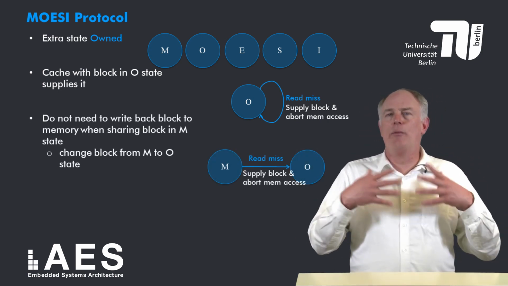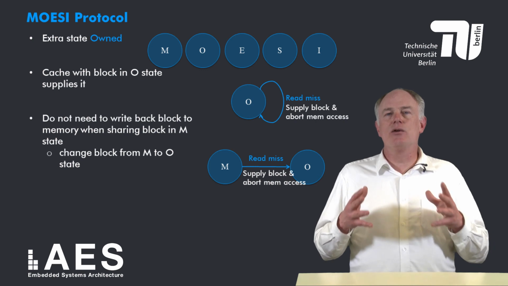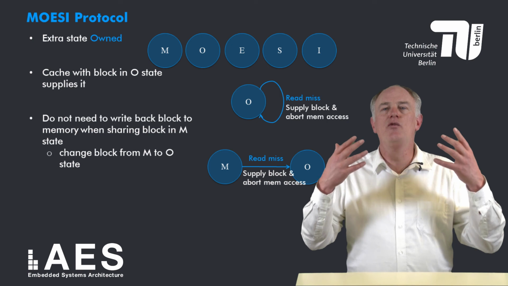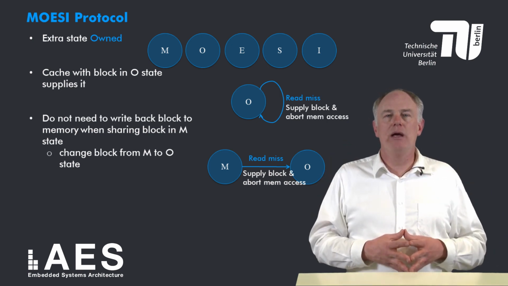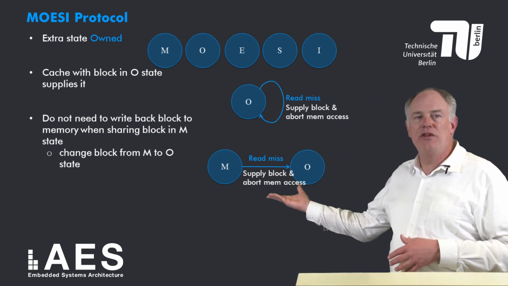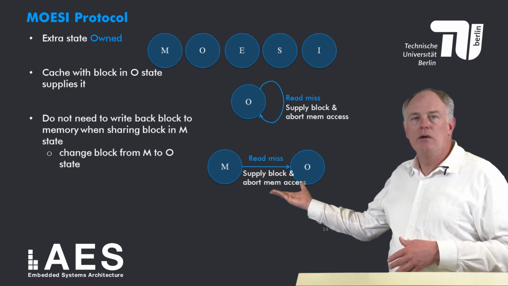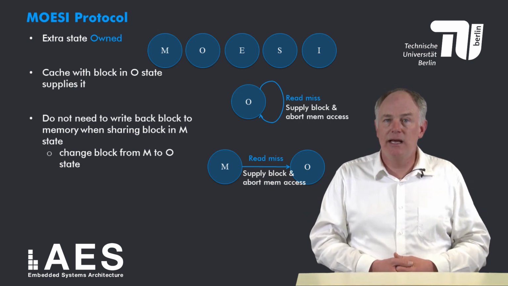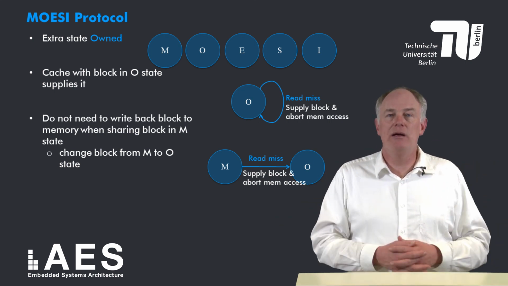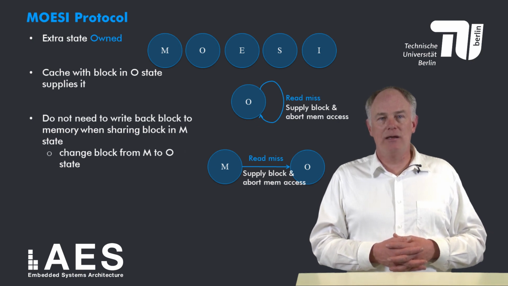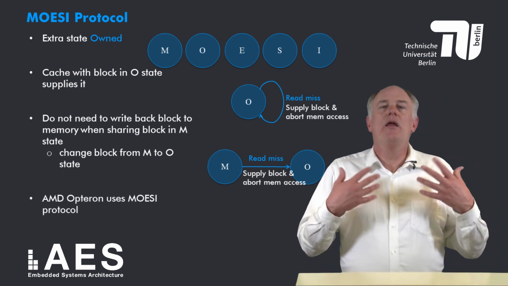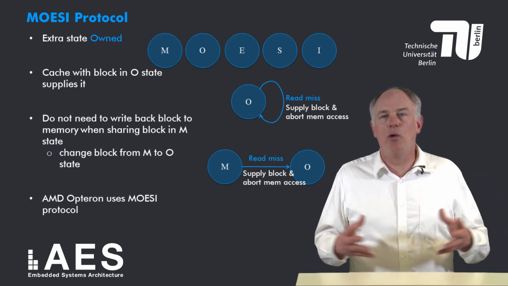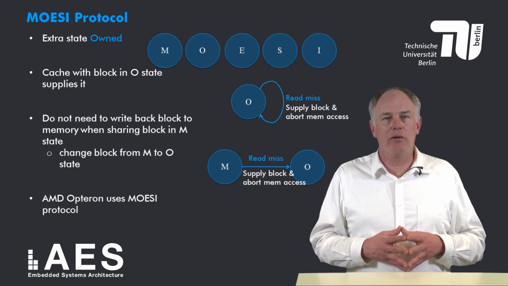Another advantage of the MOESI protocol is that the cache controller does not have to write back the block to memory when it snoops a read miss to a modified block. It can simply change the state of this block to owned. It does mean, however, that when a block in state owned is replaced, it needs to be written back to memory, since the memory copy might be outdated. The AMD Opteron processor line actually employs the MOESI cache coherence protocol.